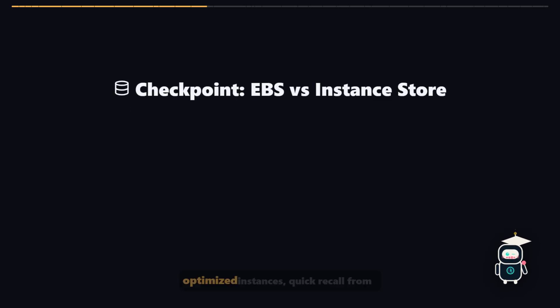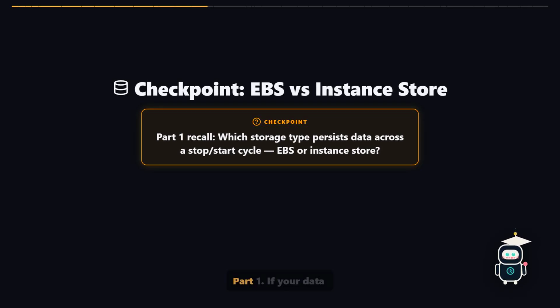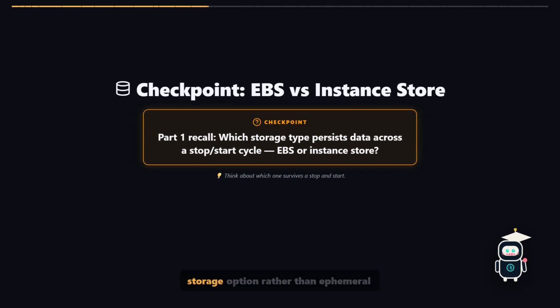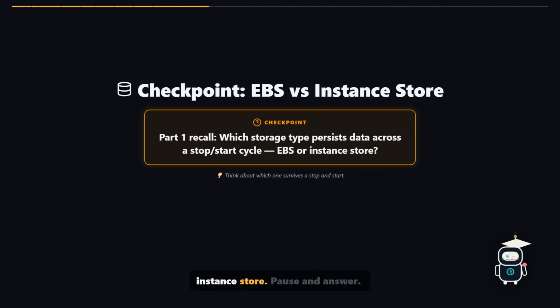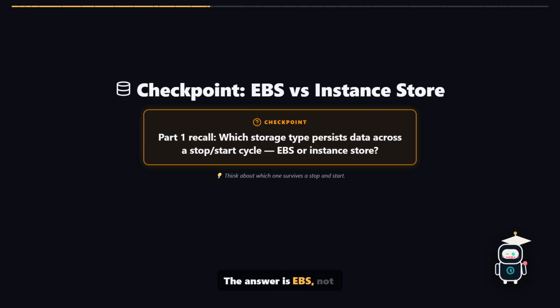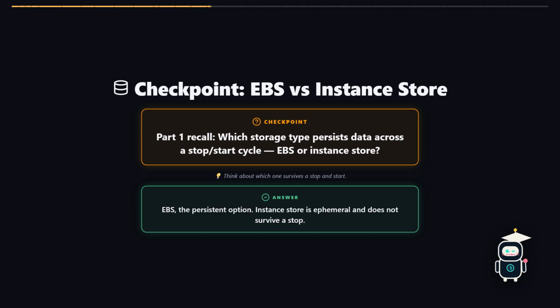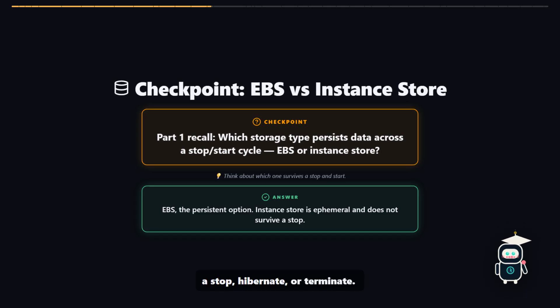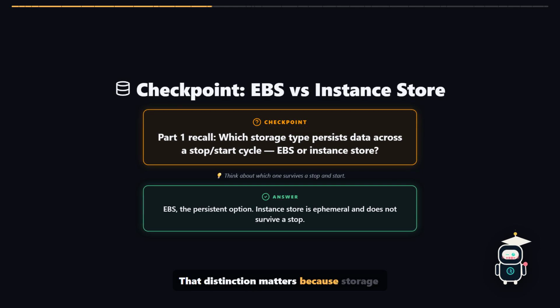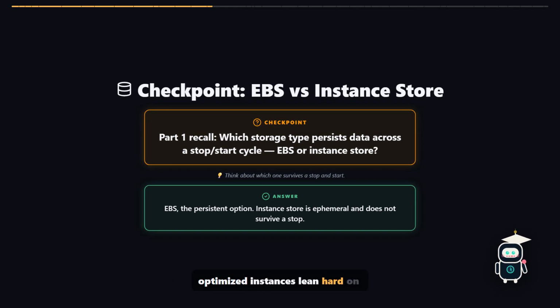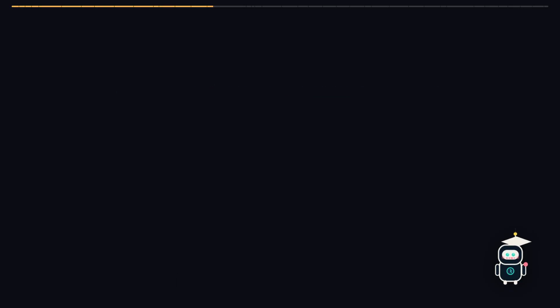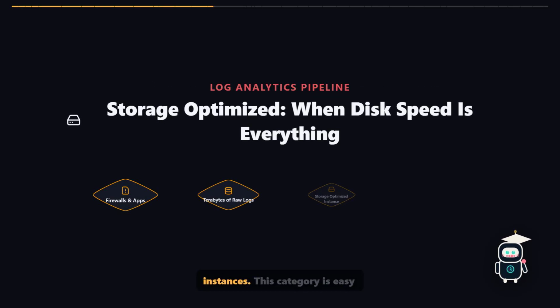Before we get into storage-optimized instances, quick recall from Part 1. If your data has to survive a stop and start, choose a persistent storage option rather than ephemeral instance store. Pause and answer. The answer is EBS, not instance store. Instance store data is not designed to survive a stop, hibernate, or terminate. That distinction matters because storage-optimized instances lean hard on local instance store, and you need to know when that is safe. Now let's talk about storage-optimized instances.